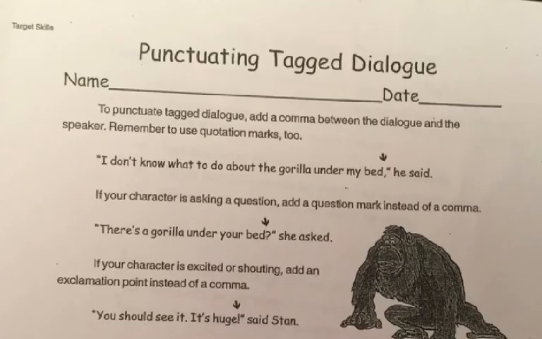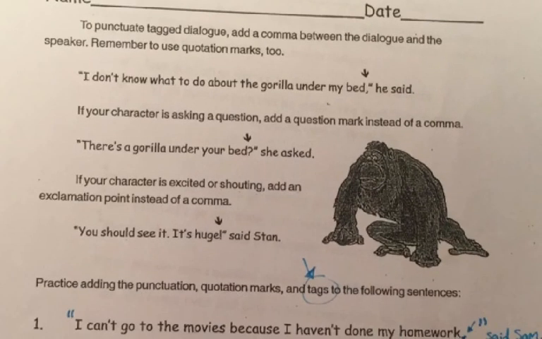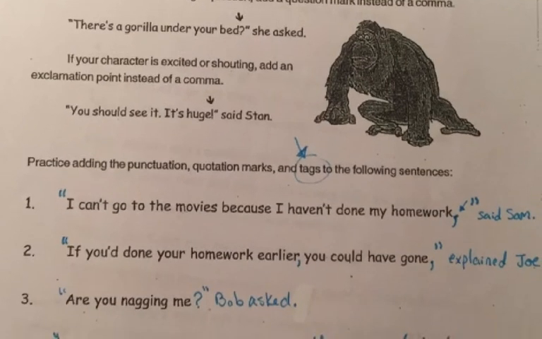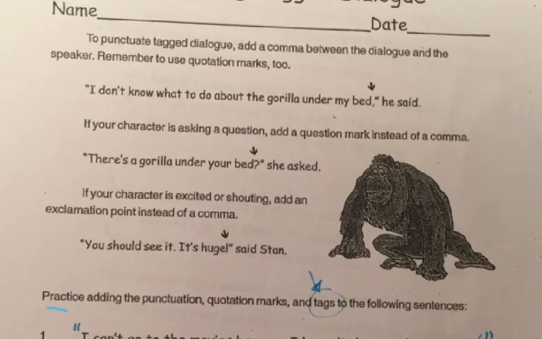All right, grab the sheet on your desk that has the gorilla, punctuating tagged dialogue. Go ahead and write your first and last name up at the top. And the directions are asking you to practice adding punctuation. Okay, so what you have to do is just assume that these numbers 1 through 8 are comments made by people. I don't want you to think that they're just random sentences, therefore it's not dialogue. I'm telling you that 1 through 8, they are comments, they are examples of dialogue.